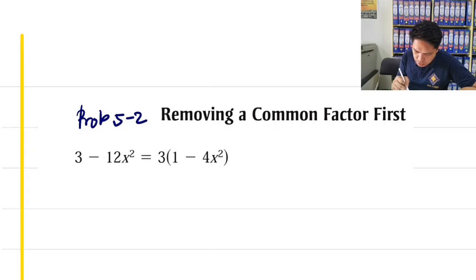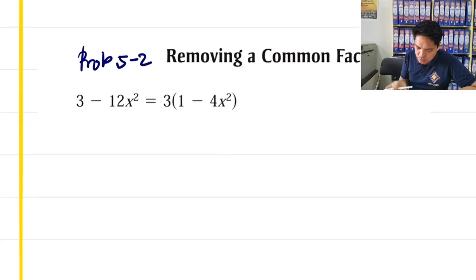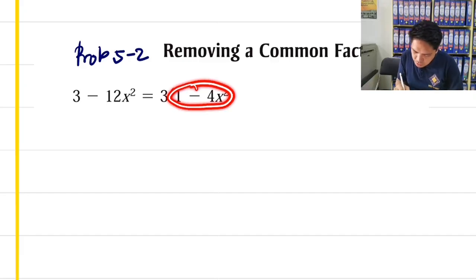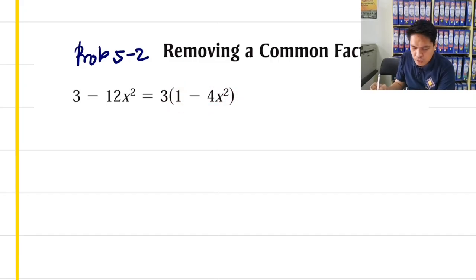Okay, for this problem, we need to remove the common factor first. That is what is asked, so factoring out. You need to factor this out. Actually, it was already done, the common factor is already factored out. So let's just take a look at this factor, 1 minus 4x squared.